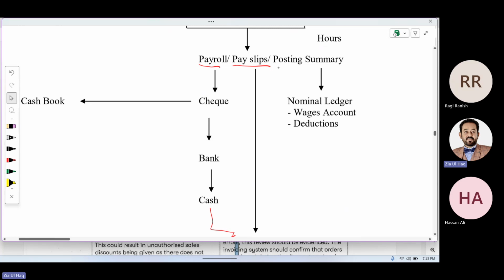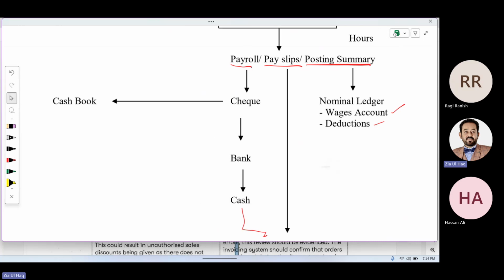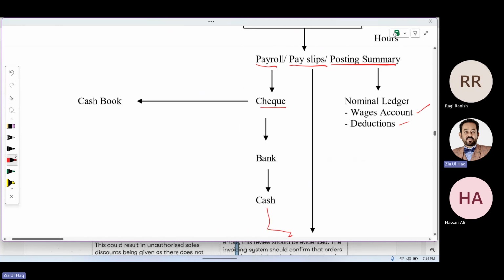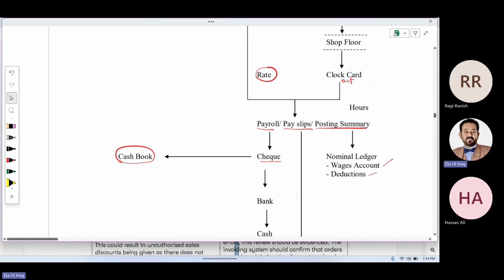And the company will do the posting summary, meaning the company needs to update the ledger as well. What ledger will be updated? Wages account, deductions account, meaning tax account and pension account, will also be updated. And when the company has signed the check, they will record the entry into the cash book as well. So wages debit, cash or bank credit. So this is the system of payroll.